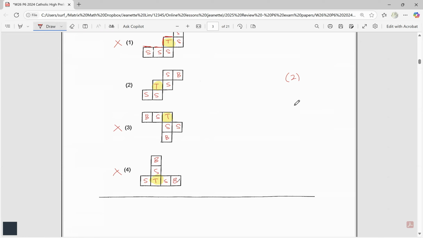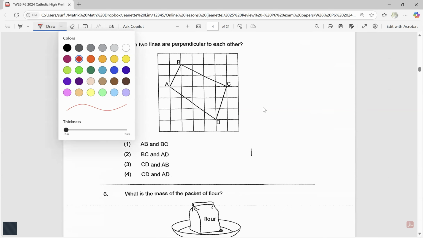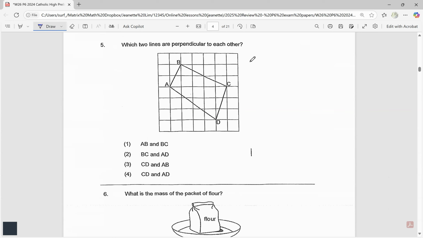Okay, question 5. Which two lines are perpendicular to each other? Now, if you want to find perpendicular lines, just look at how the lines cut the grid. Look for where it starts cutting from one corner of the square to the next corner of the next square. Okay, we are looking for perpendicular. So let's just eliminate first. A, B, C, D, definitely not. They're opposite each other.